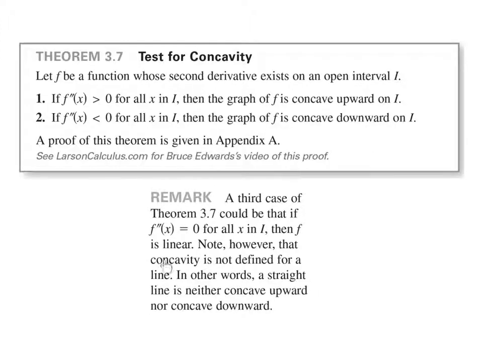And a quick little remark here is that f double prime of x could be equal to 0, the second derivative is equal to 0. But note that that would create a line, and concavity is not defined for a line because lines don't have curves. So a straight line is neither concave up nor concave down.